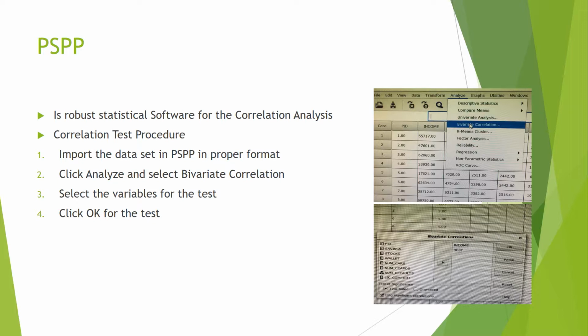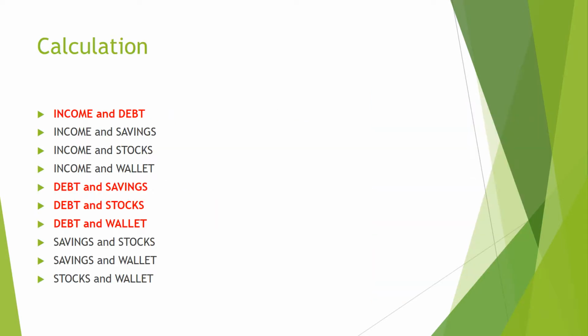Let's talk about the correlation test procedure. First of all, we need to import the dataset in PSPP in proper format. Then we'll go to the toolbar and click Analyze and select Bivariate Correlation. Then one dialog box comes up, and select the variables for the test. If you're doing the correlation test between debt and income, select these two. Then click OK for the test. Then you will see the results.